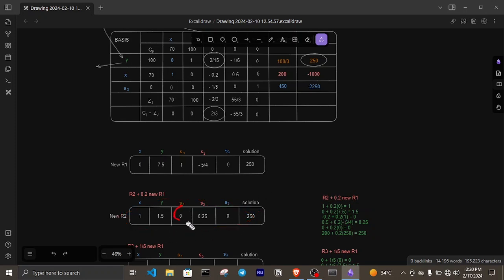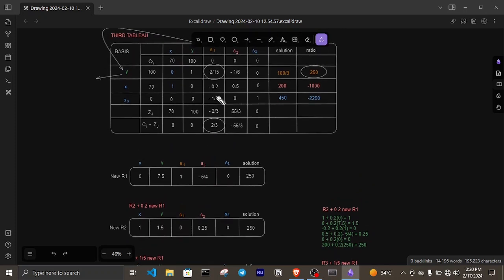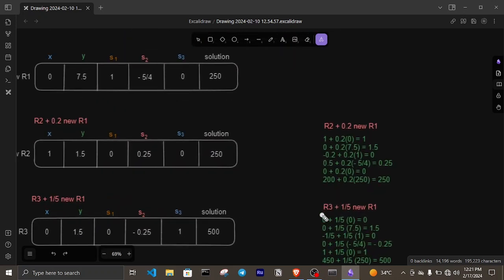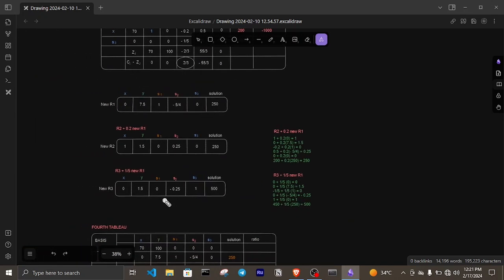Then I will move to the new row 3. Again, I want to make the value there 0. So if I take negative 1.5 plus 1.5 times 1, I'm going to get that place to be 0. Again, I list out all the values for my row 3 plus 1.5 and all my values for new row 1, and then I do my computations. I come back here, fill it inside my table, and I'm going to get 0, 1.5, negative 0.25, 1, and then 500.